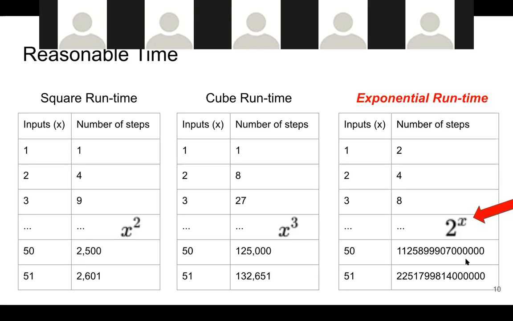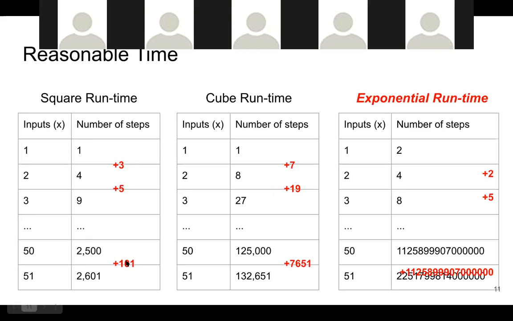They grow incredibly fast. And so in the previous examples where we were squared, we were cubed, you can see that I added 3 steps for one additional input. And then from the second input to the third input, I added 5 steps. From the 50th to the 51st, I added 101 steps. If you do the subtraction, you can see how many additional steps are involved. When we cube, the number of steps that we add on for each additional input grows, but it's still manageable, it's still reasonable.